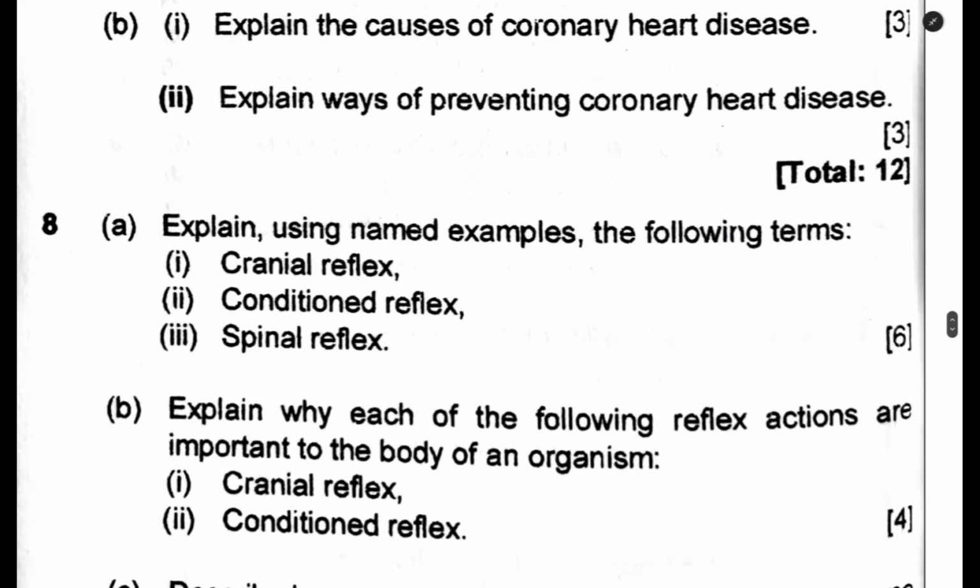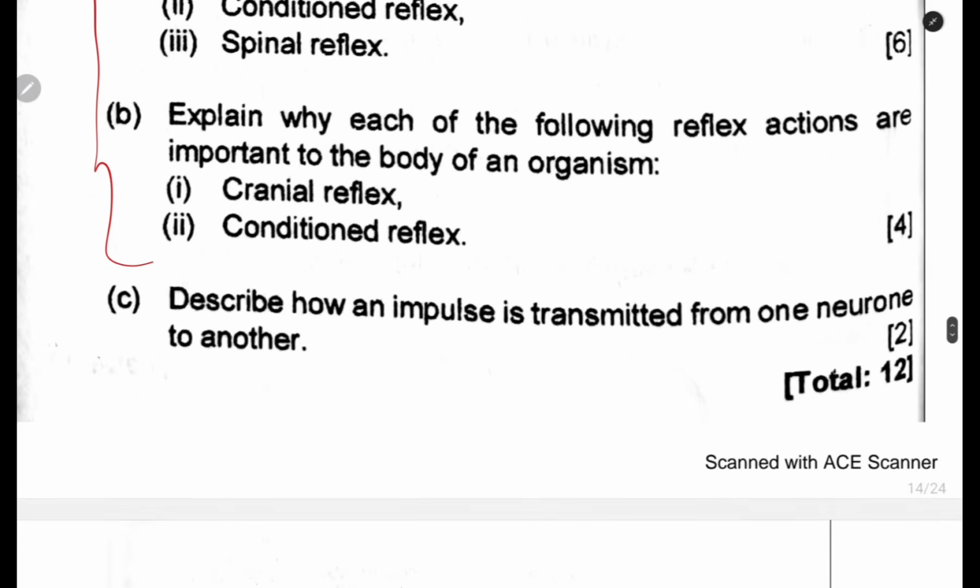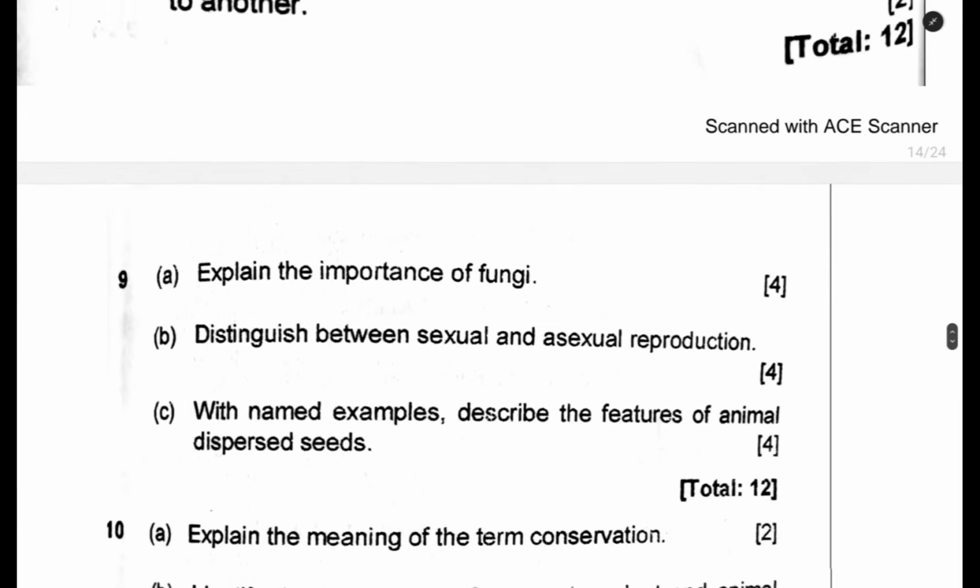Then question 8, explain using named examples the following terms: cranial reflex, conditioned reflex, spinal reflex. So this is on nervous system, one of the topics that you might need to know. Explain why each of the following reflex actions is important to the body of organisms. That is cranial reflex, conditioned reflex. So these parts, know them. Who knows what is coming? Then describe how an impulse is transmitted from one neuron to another. That part also you should know.